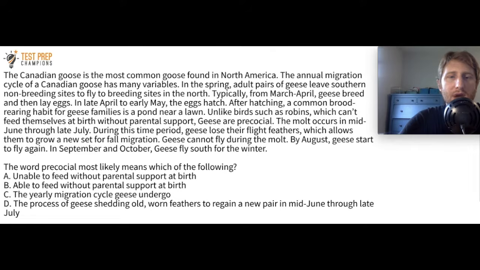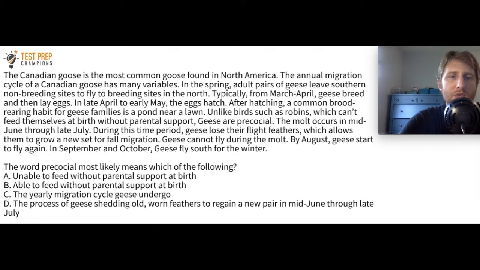Unlike birds such as robins, which can't feed themselves at birth without parental support, geese are precocial, I think is how you say that. The molt occurs in mid-June through late July. During this time period, geese lose their flight feathers, which allows them to grow a new set for fall migration. Geese cannot fly during the molt. By August, geese start to fly again. In September and October, geese fly south for the winter.